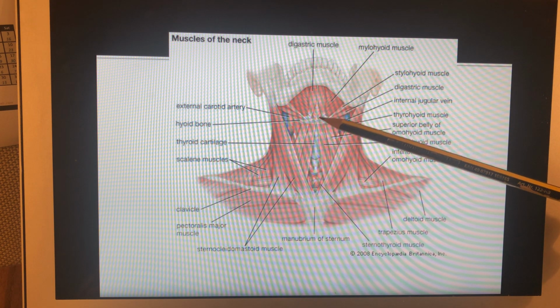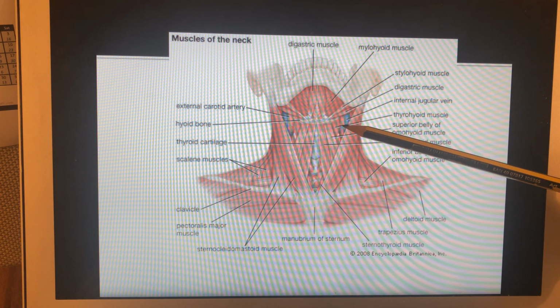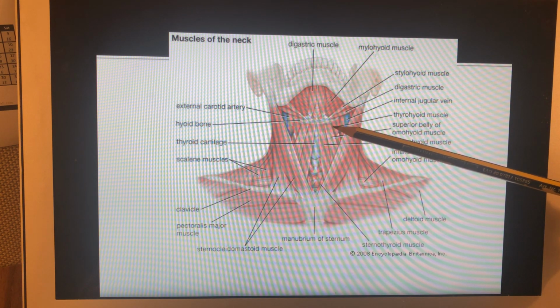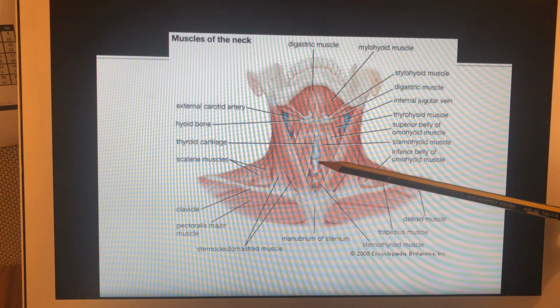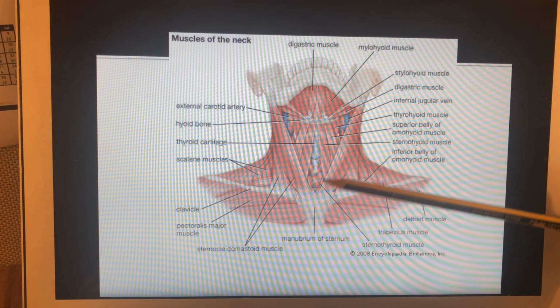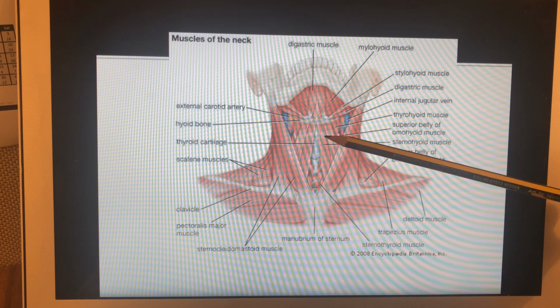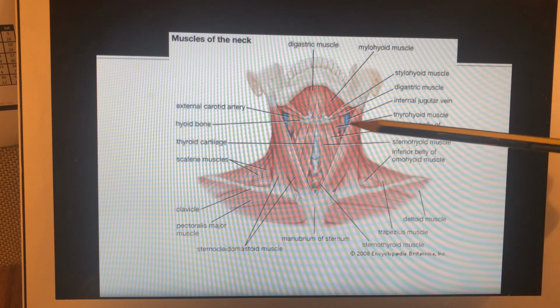The submental triangle lies between the hyoid bone and the anterior belly of the digastric. The digastric triangle lies between the 2 bellies of the digastric, the posterior and the anterior belly. The carotid triangle lies between the posterior belly of the digastric and the superior belly of the omohyoid muscle. And the muscular triangle is surrounded by the border of the sternomastoid muscle, the superior border of the superior omohyoid, and the midline.